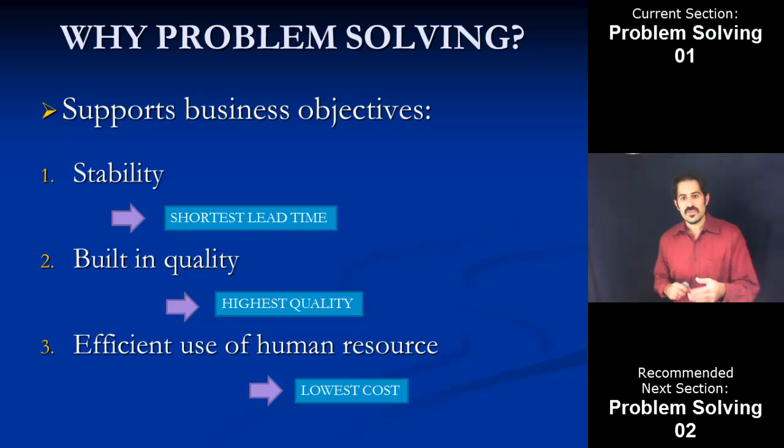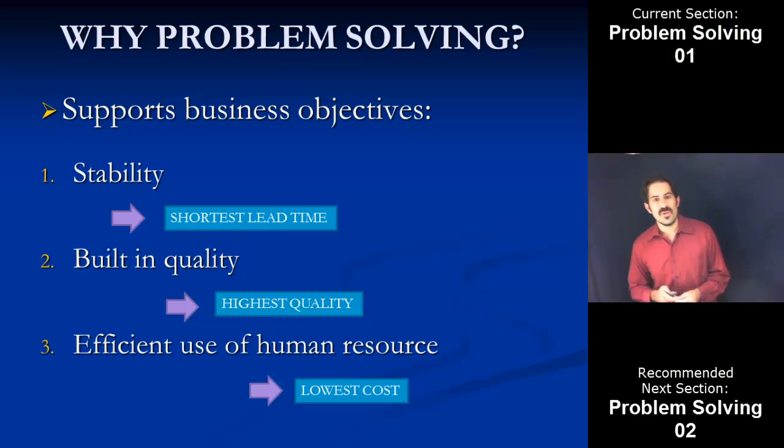You'll recognize these from the structure, and the first one is stability. If we can have stable systems, it helps us maintain short lead times. I mean, you can imagine if you've got issues and problems you can't solve, you've got instability in how long it takes to do things, and it makes it difficult to maintain the shortest lead time possible.